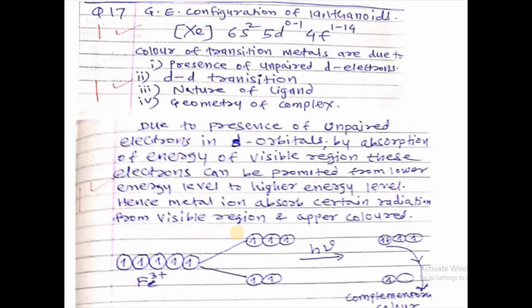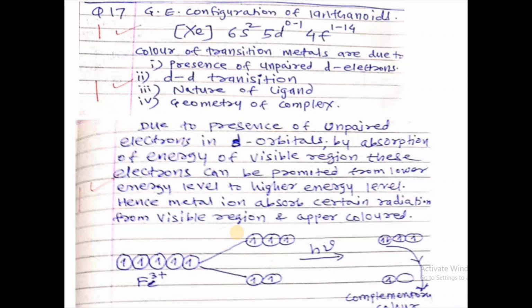Then question number 17: write the general electronic configuration of lanthanides. We will first write the configuration, and the general configuration of lanthanides is xenon 6s2 5d0-1 4f1-14. This is the correct configuration of lanthanides.